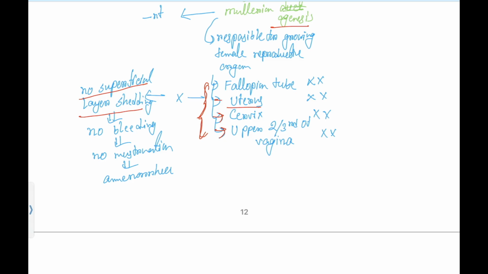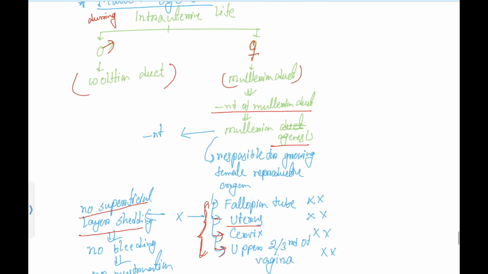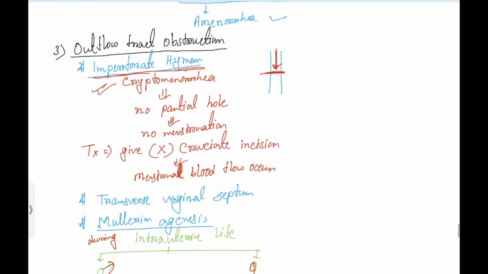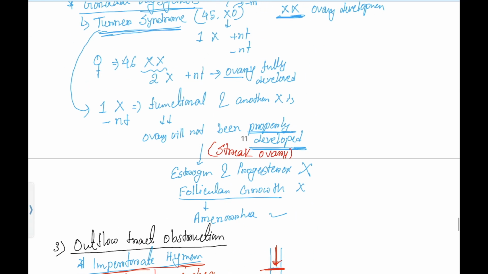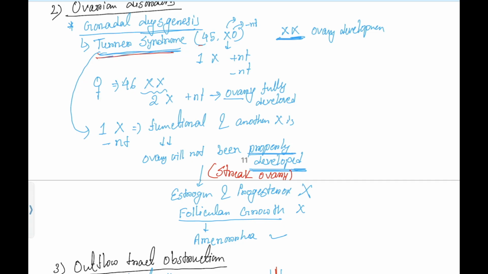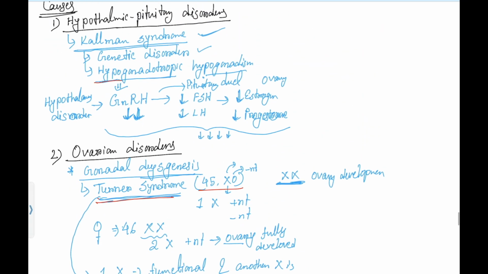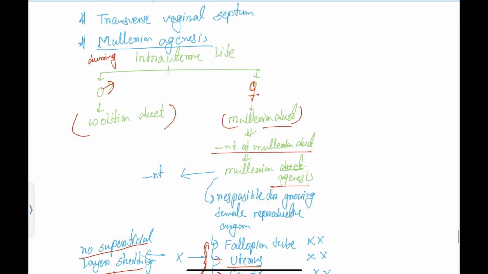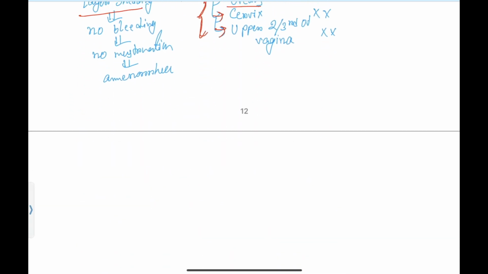Now, how will you identify that this is primary amenorrhea, not secondary amenorrhea? You can see here the Mullerian duct issue, Turner syndrome, 45XO, and hypogonadism. This is also a genetic disorder. So mostly genetic disorders are the causes of primary amenorrhea. So what is the diagnosis method? You will do karyotyping.